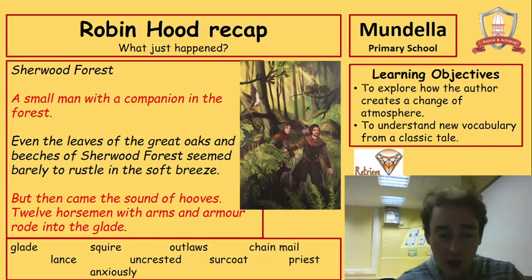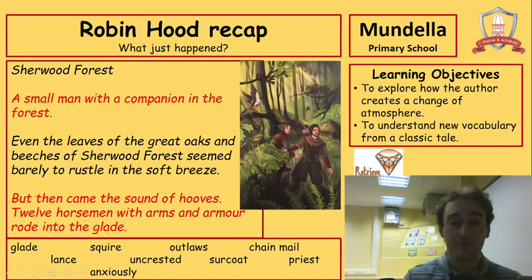Before we move on, I want to point you in the direction of these words down here, because this is the vocabulary that we'll need for today's lesson. So first of all, we have glade. Then we have squire. Outlaws. Chainmail, lance, uncrested, surcoat, priest, and anxiously. Let's move on.